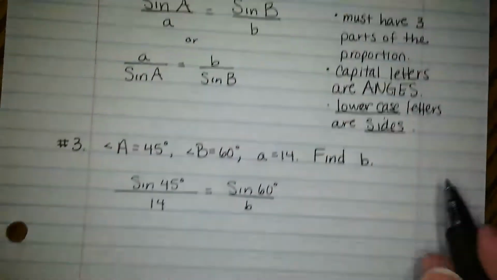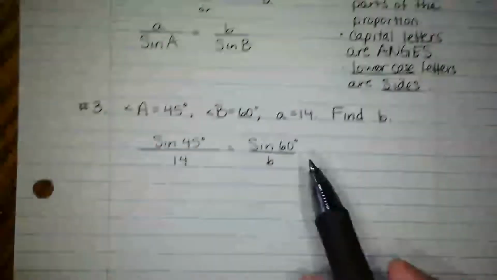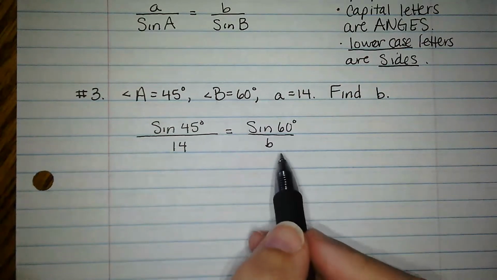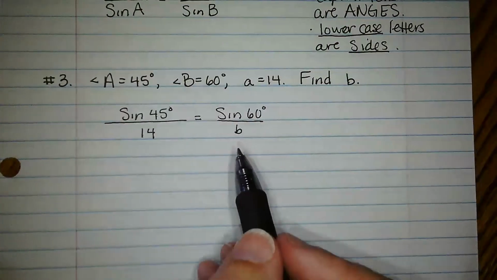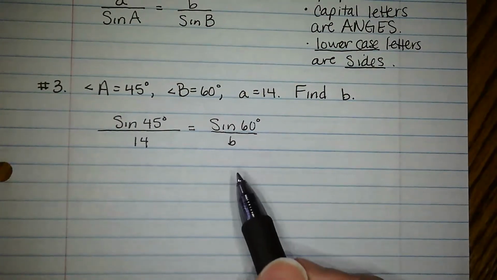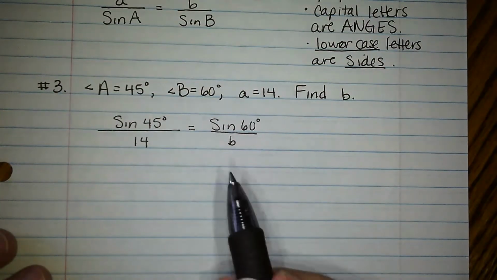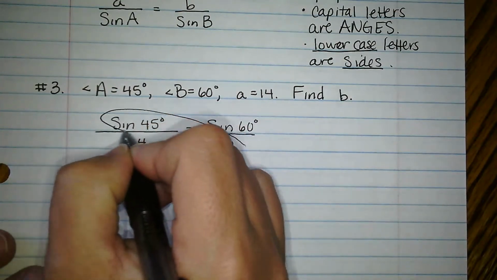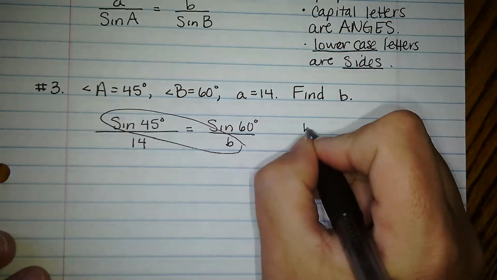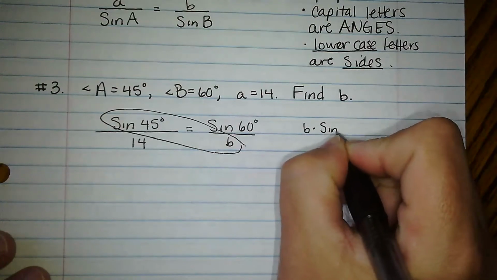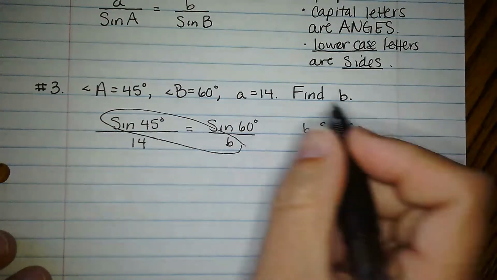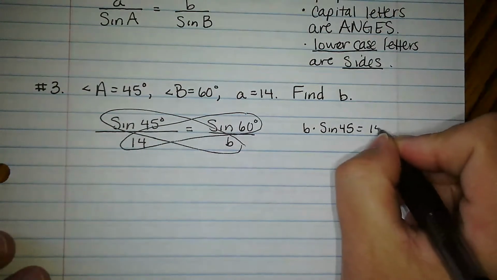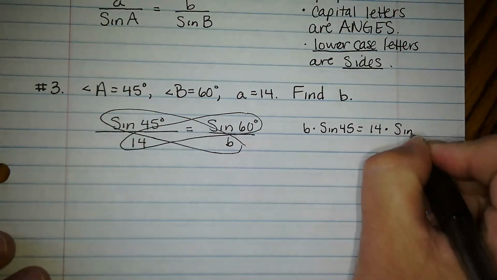Just like I said above, you have to have 3 parts of the proportion. So we have 2 angles and 1 side, which means we're looking for a side. Now, when we go to solve this, we solve this using old school math skill. We're going to do cross multiplication, which means we're going to multiply on the diagonal. And we're going to do b times the sine of 45 and 14 times the sine of 60.